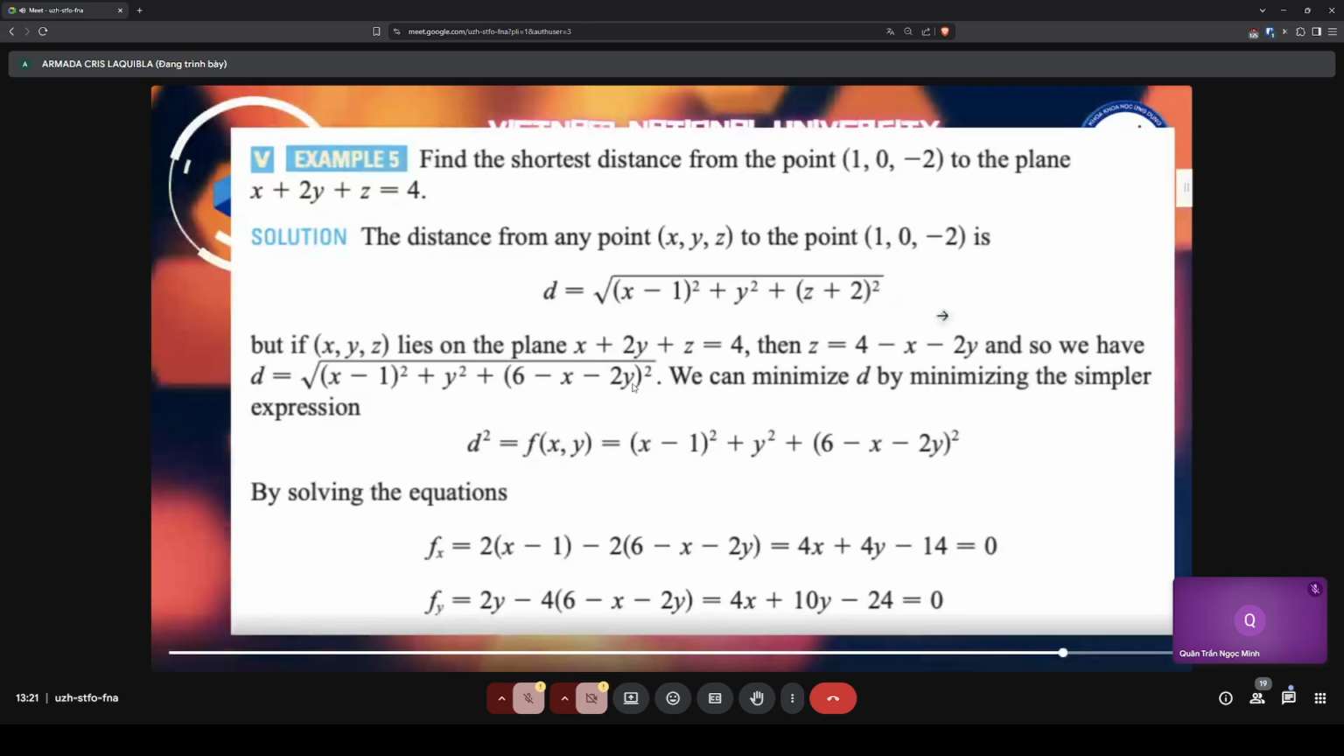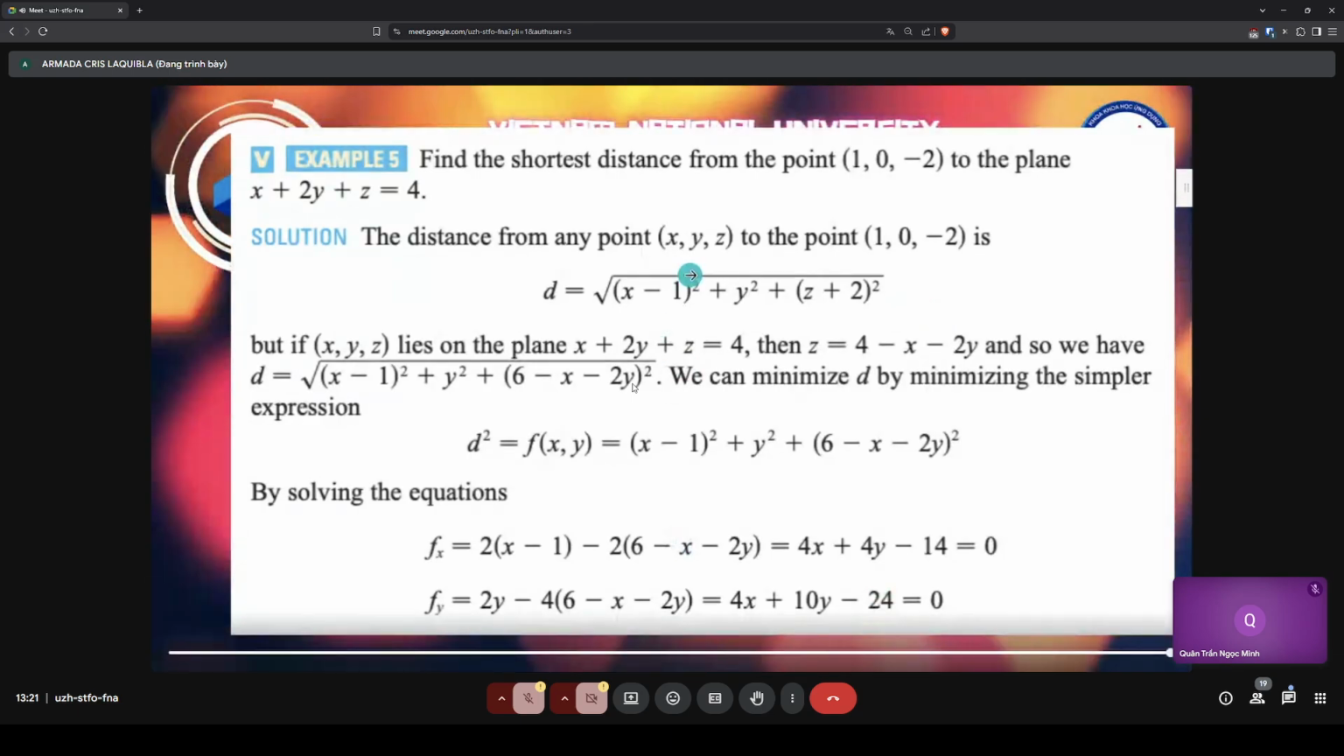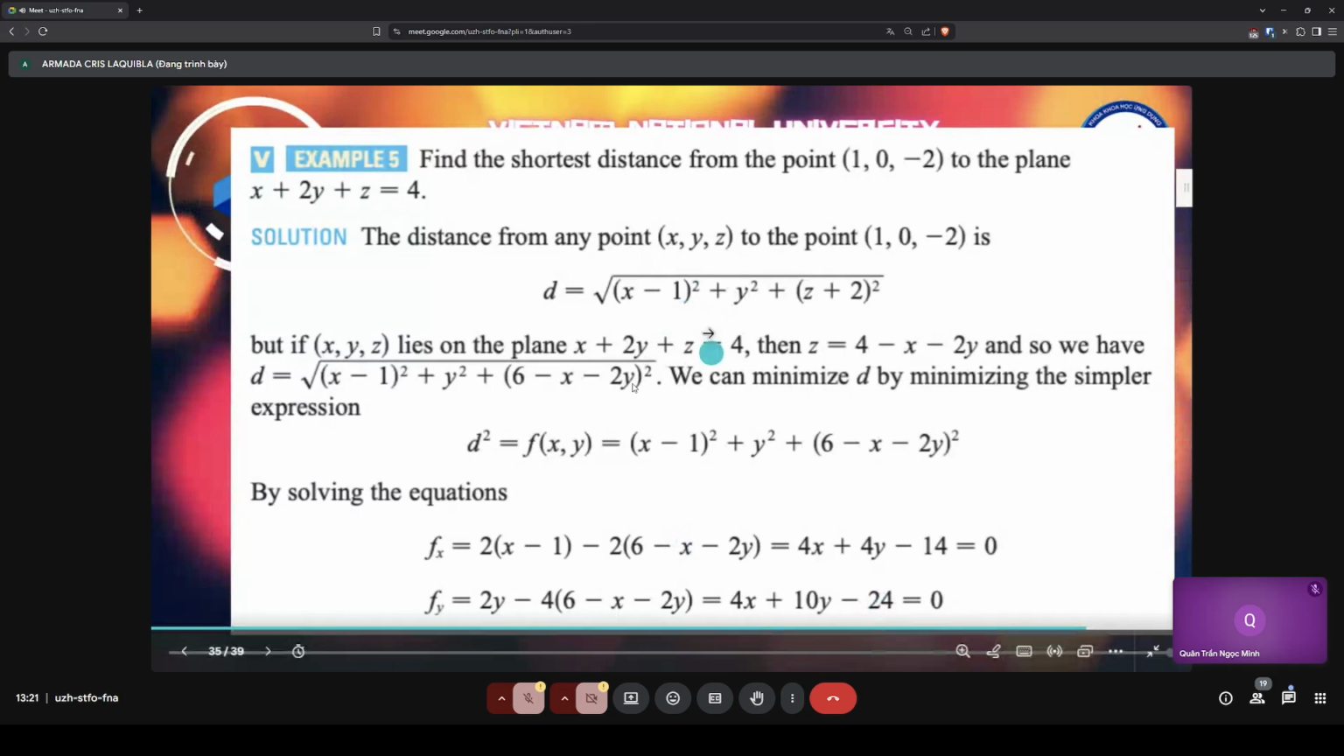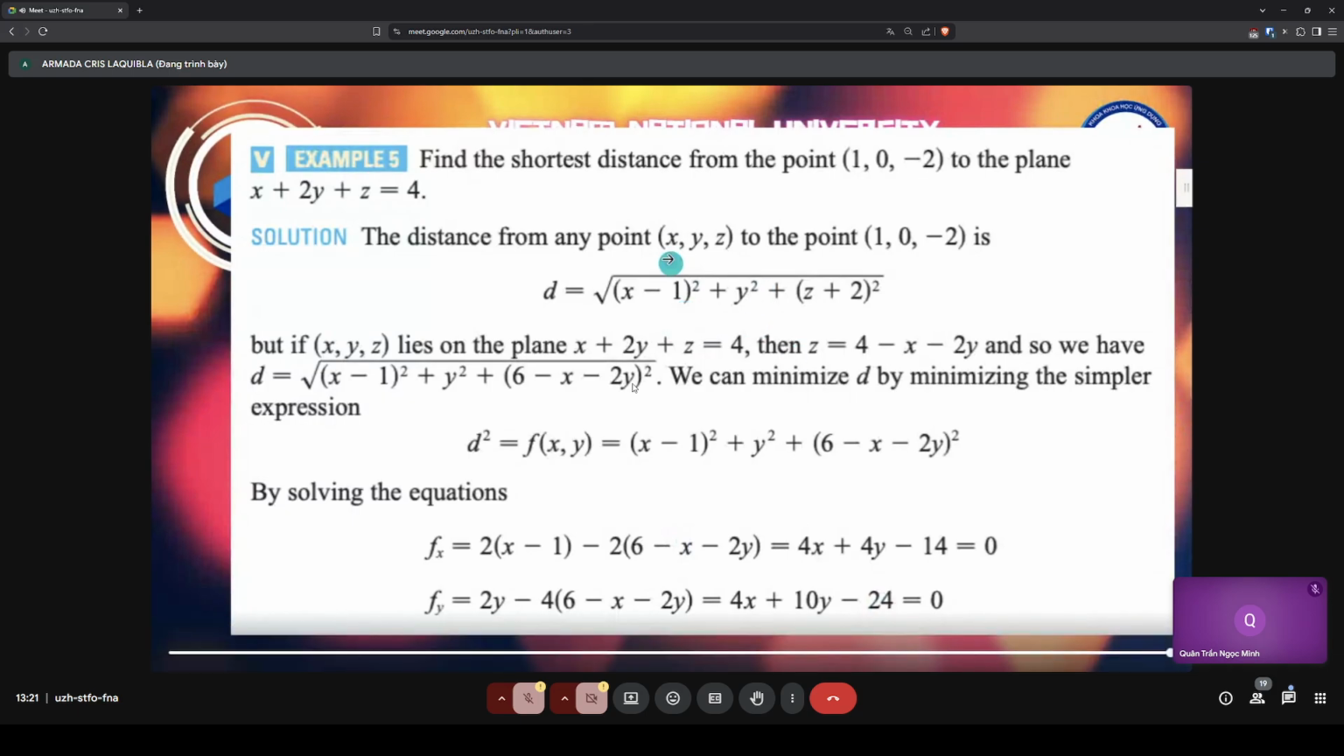By the way, how are you going to get the formula for the distance? This is how you do it. This is x; you subtract the first number here, so that's (x - 1) squared. Next, y minus 0, squared, is y squared. Z minus negative 2: the minus negative 2 becomes plus, so it's (z + 2) squared. And that's it. This is now your distance d.